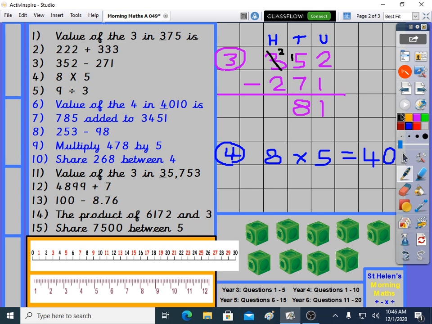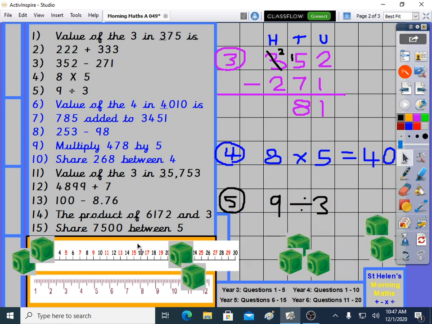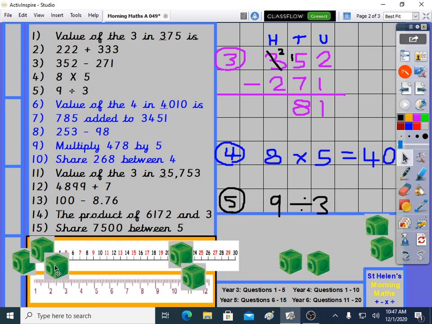And the last question for year 3 level is question 5. 9 divided by 3, which means 9 shared between 3. 1, 2, 3, 4, 5, 6, 7, 8, 9 of those blocks. 1 there, 1 there, 1 over there. This is my main group. 1 there, 1 there, 1 over there. Whoops. 1 there, 1 there, and 1 over there. 3 in each group, because 9 divided by 3 equals 3. And that's year 3 level work done.